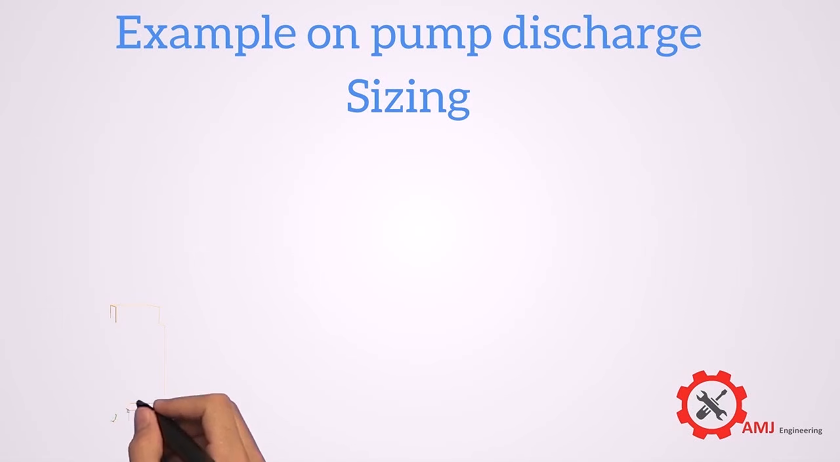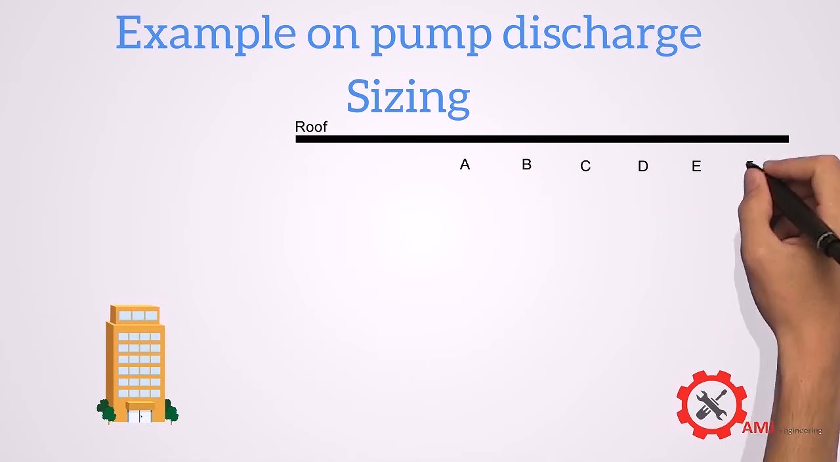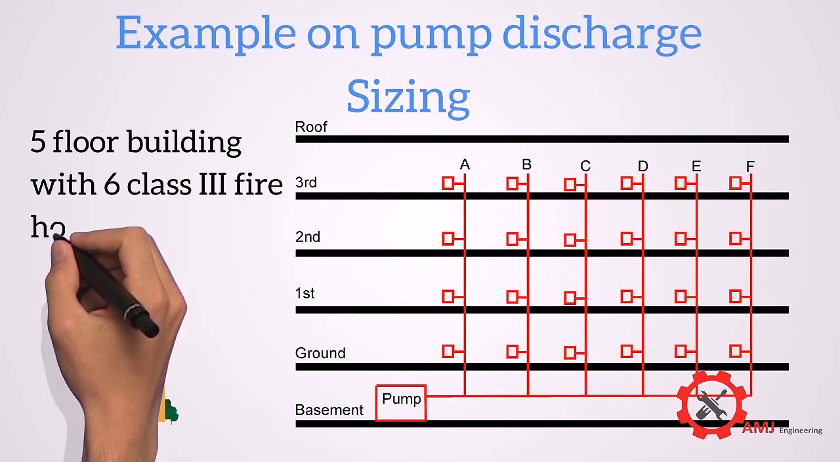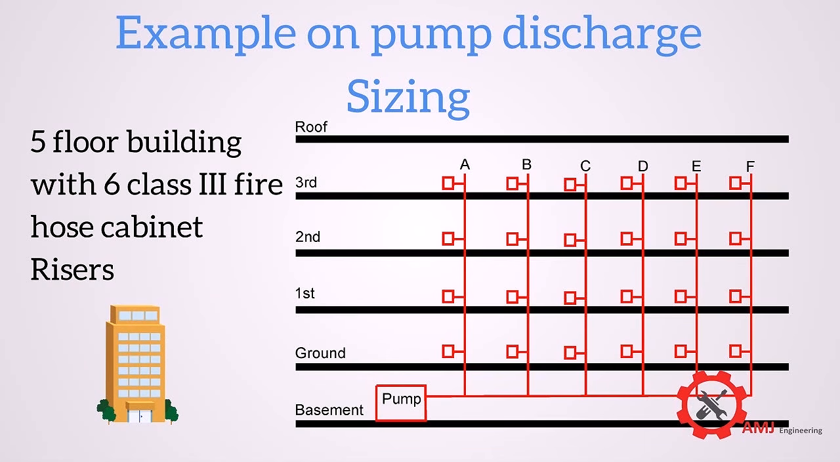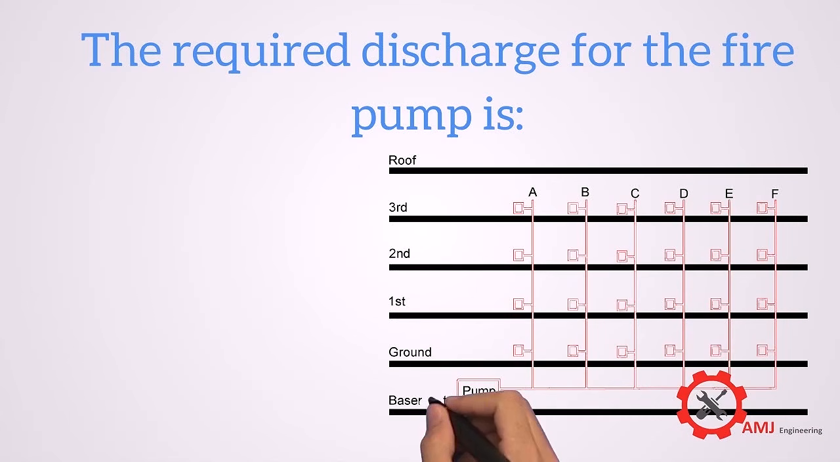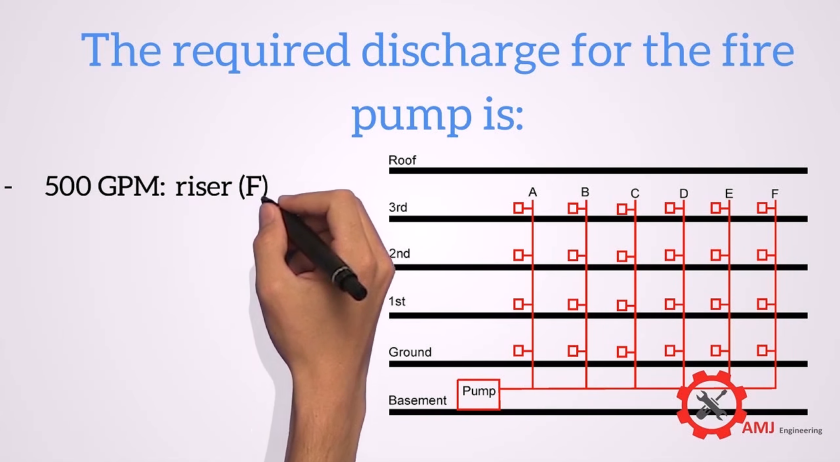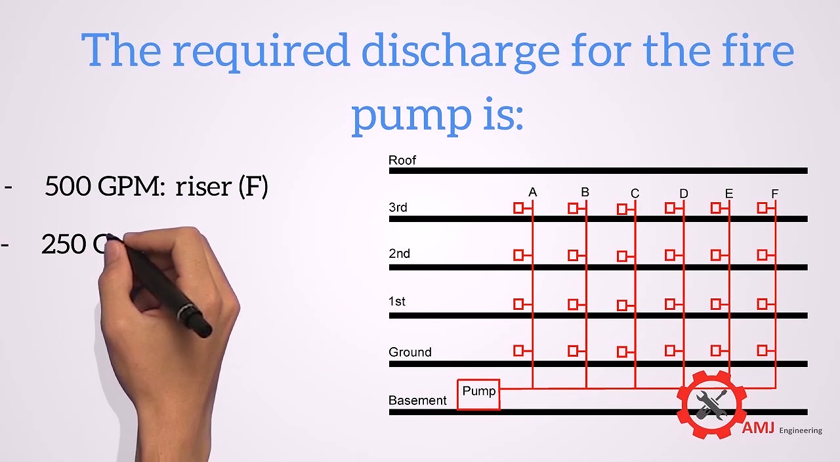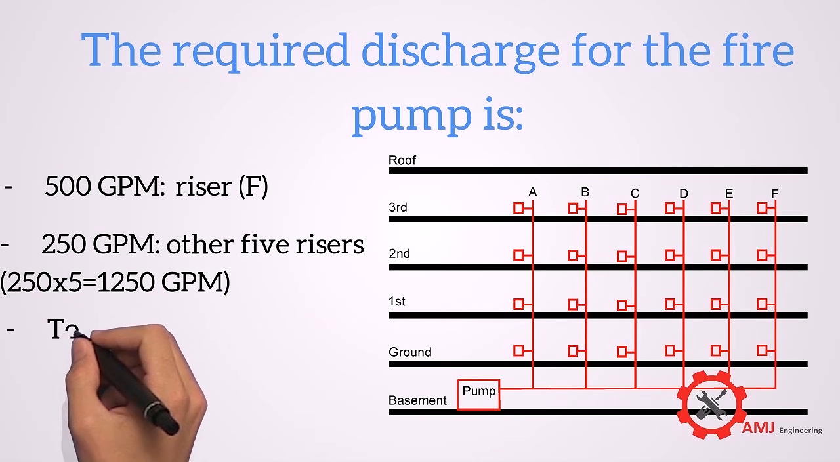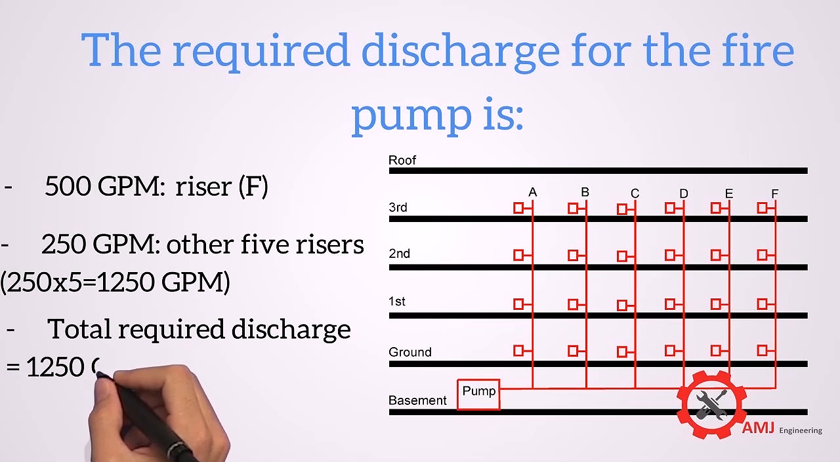Example: a building of 5 floors is provided with 6 Class 3 fire hose cabinet risers. Each riser is connected to one fire hose cabinet in each floor. The required discharge for the fire pump is 500 GPM required for the most remote riser, 250 GPM required for each riser of the other 5 risers, so total required discharge equals 500 plus 1250 equals 1750 GPM. Since total not to exceed 1250 GPM, then pump discharge should be selected at 1250 GPM.